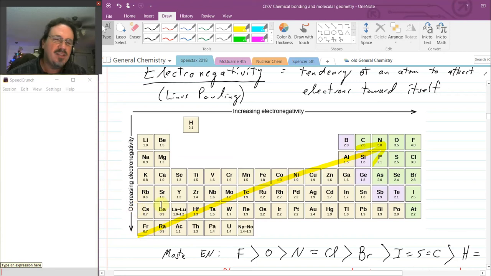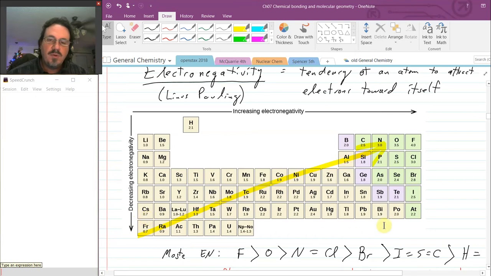Well, that kind of makes sense. We know the ones over here on the left side of the table like to be positive, so why would they want to pull electrons toward themselves and make themselves more negative? That doesn't make any sense, right? And so these low values make a lot of sense on that simple basis alone.